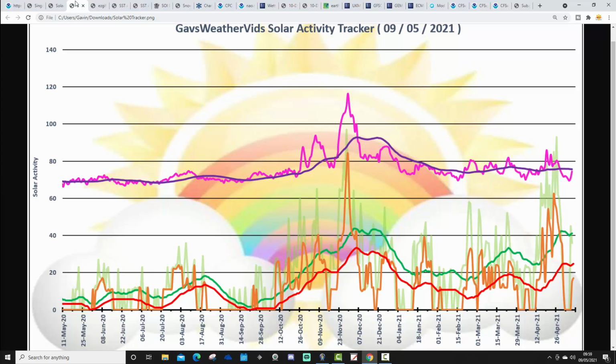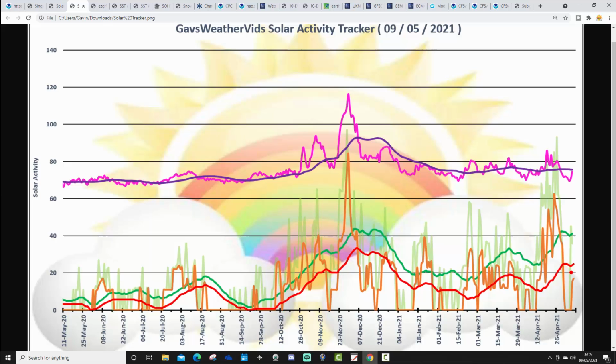This is the GavsWeatherVids Solar Activity Tracker, updated by keeper of the Solar Tracker, our good friend James Acriel, today, the 9th of May. The orange line is depicting each individual day's worth of sunspot activity. So you can see that we're still very up and down. We haven't yet got into a consistent sort of increase in sunspot numbers, really. We did have a push up in sunspot numbers back in April, but then a couple of days ago, we actually had no sunspots for a day or two. We're just there right now, so yes, sunspots have returned, but only at a very small level.